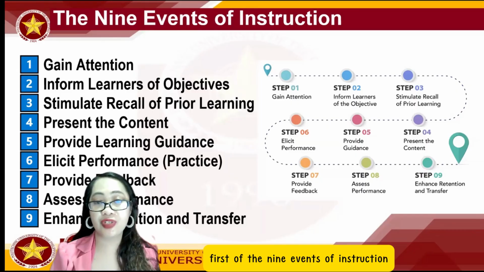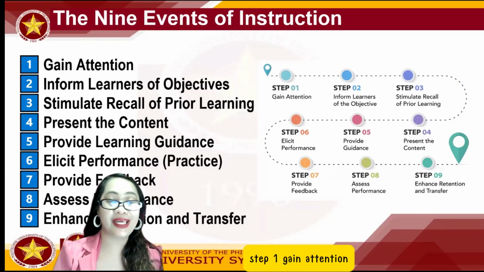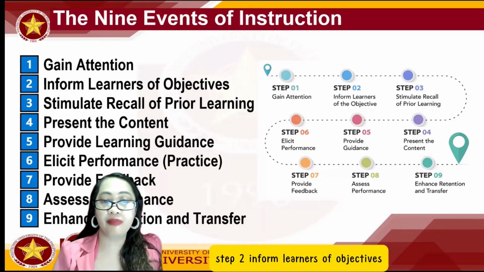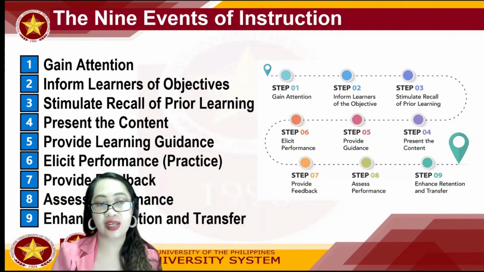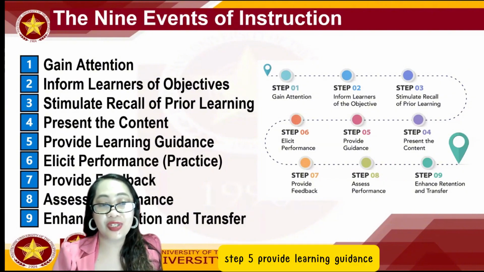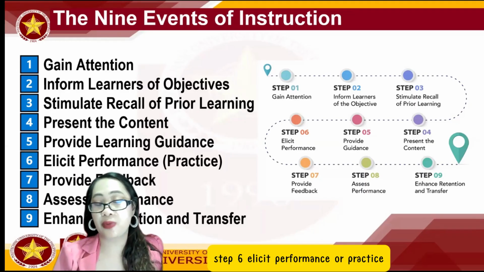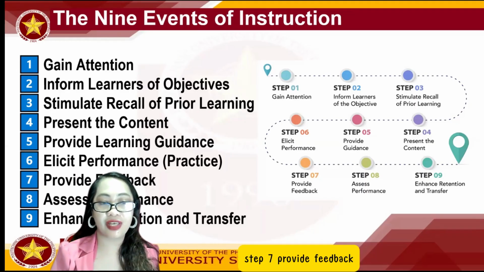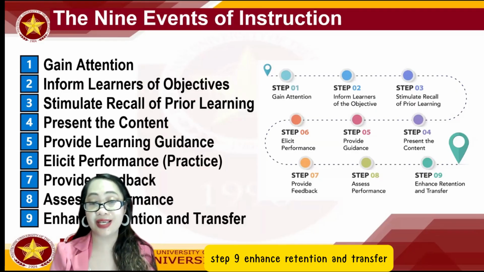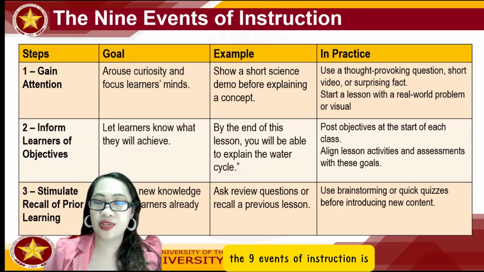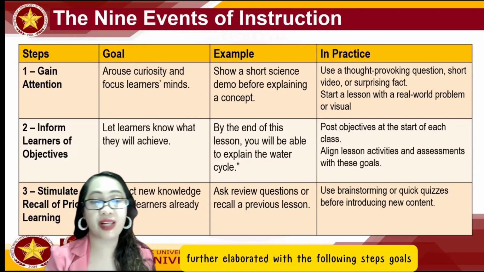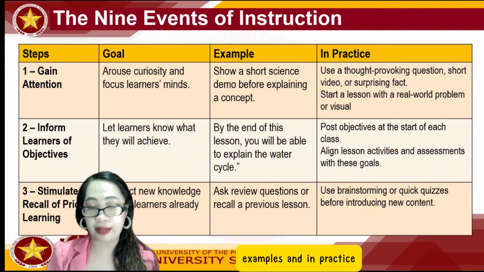First, of the 9 events of instruction, Step 1, gain attention. Step 2, inform learners of objectives. Step 3, stimulate recall of prior learning. Step 4, present the content. Step 5, provide learning guidance. Step 6, elicit performance or practice. Step 7, provide feedback. Step 8, assess performance. Step 9, enhance retention and transfer. The 9 events of instruction is further elaborated with the following steps, goals, examples, and in practice.